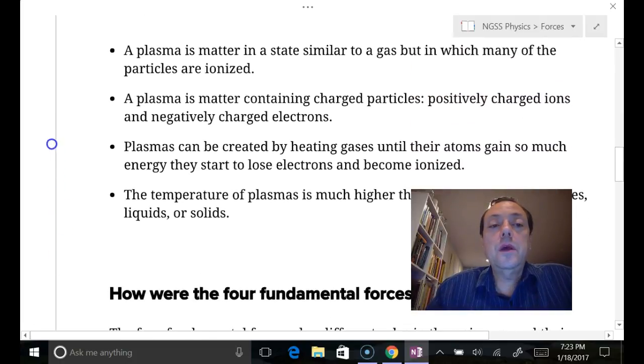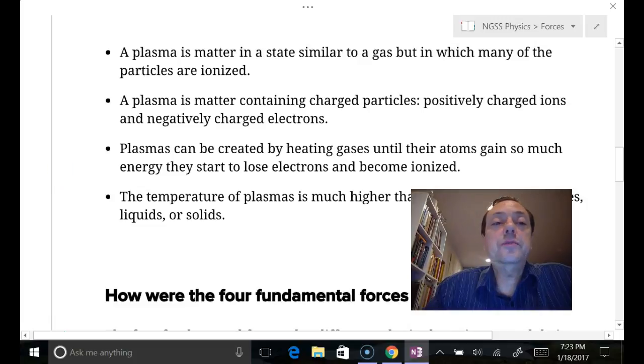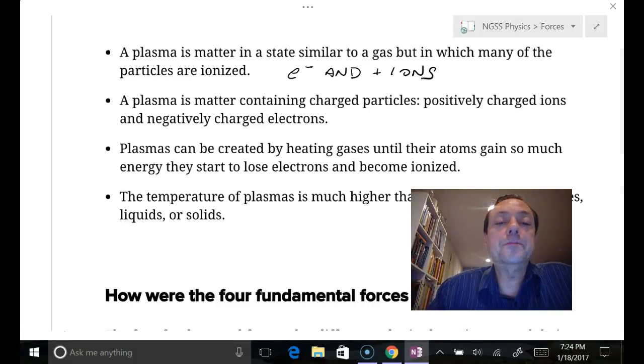Okay. And a plasma is matter in a state similar to a gas, but in which many of the particles are ionized. And we just talked about that, right? So they're electrons and positive ions. A plasma is matter containing charged particles, positively charged ions, and negatively charged electrons.